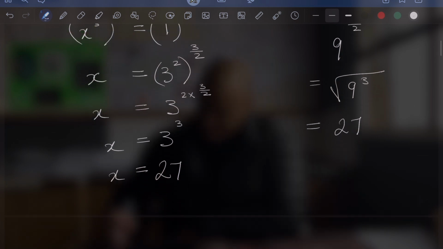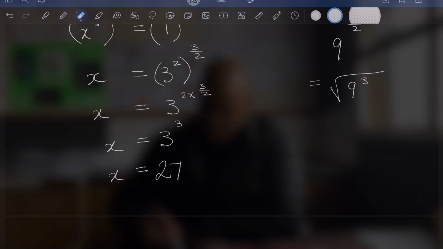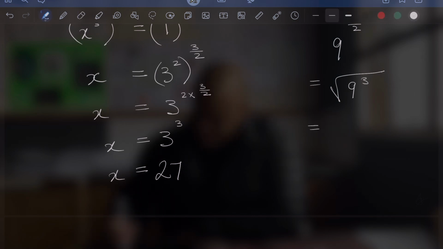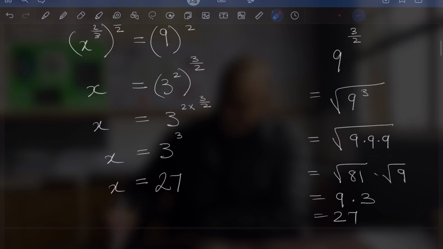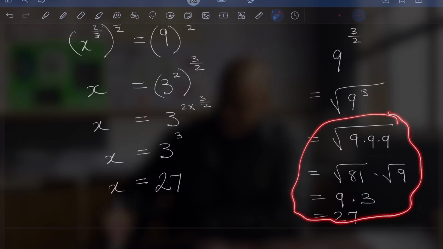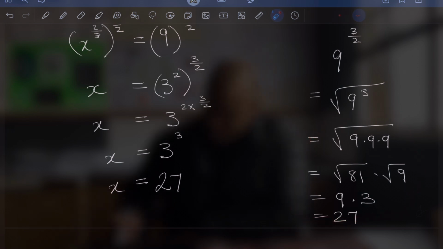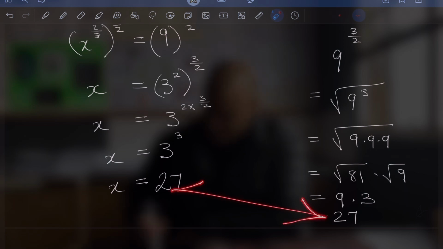And just to break this down even a little further, if you have a calculator, this will not be an issue, but this of course would be the square root of 9 times 9 times 9, which is the square root of 81 times the square root of 9. So the square root of 81 is, of course, 9. The square root of 9 is 3, so 9 times 3 would be 27. You don't need to go through all of this because your calculator can do it for you, but that's just to show how we got to the same answer over there.